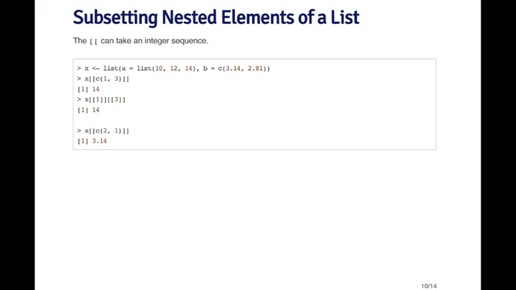And so I can extract the 1, 3 element from it by passing the vector 1, 3 to the x list using the double bracket operator. And that's equivalent to kind of doing this double subsetting of 1 and 3. I can also extract the first element of the second element by passing the integer vector 2, 1 to get 3.14.